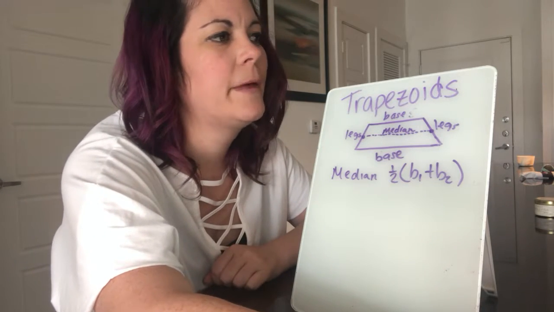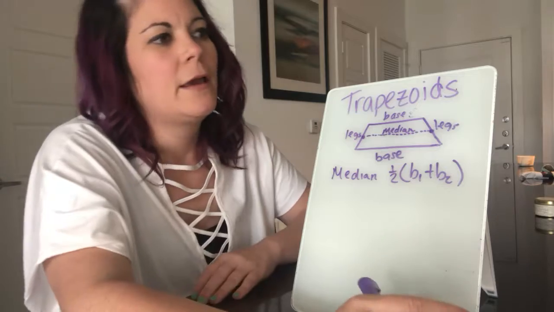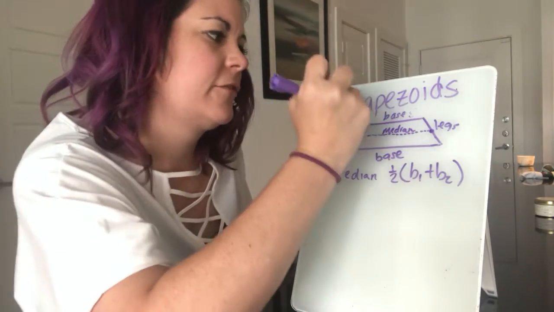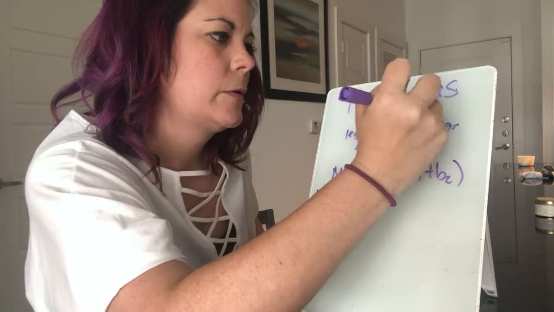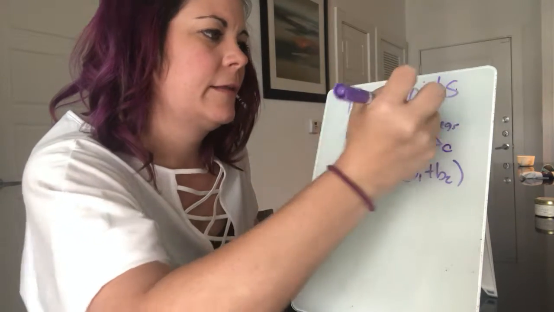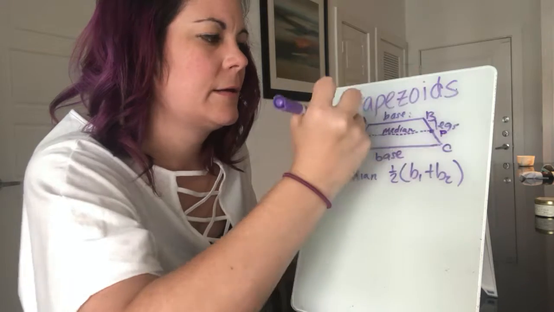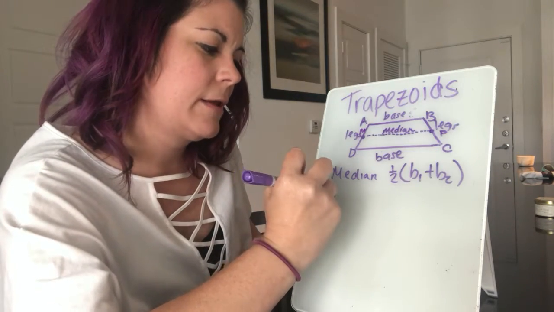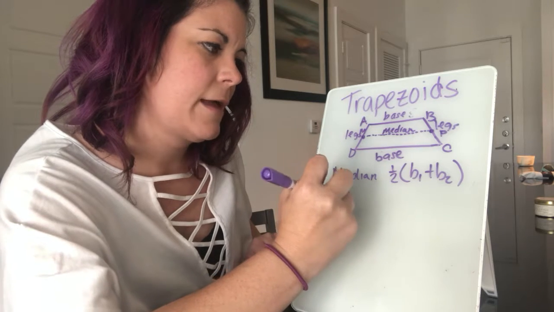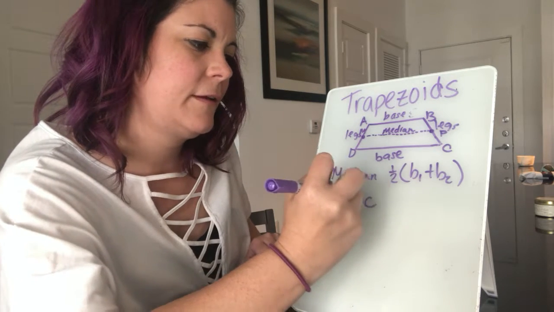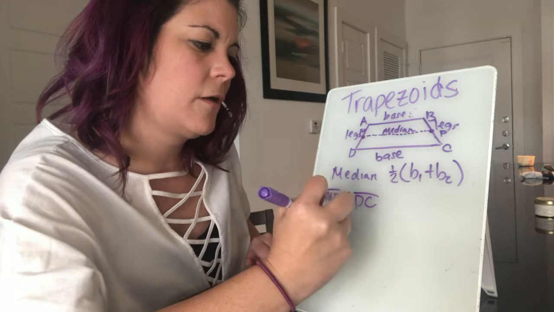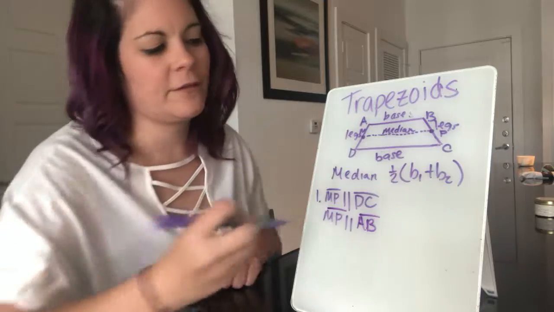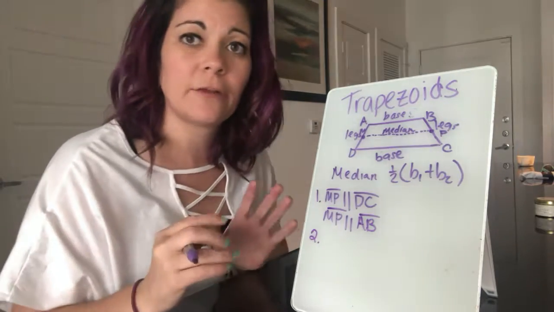So here's a theorem about trapezoids. The median of a trapezoid is parallel to the bases. So here's the first theorem. Let's say this is P and M. So the median of the trapezoid, MP, is parallel to the bases, is parallel to DC, and MP is also parallel to AB. Okay, so that's the first theorem. The median is parallel to the bases.